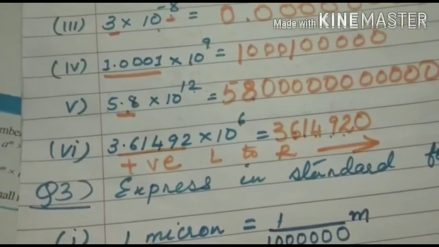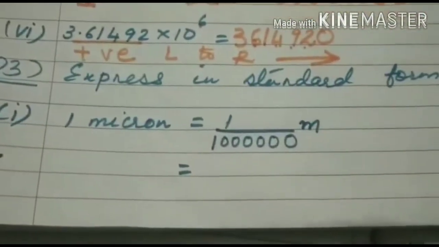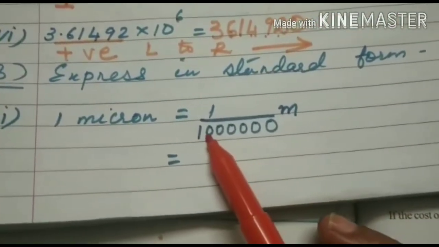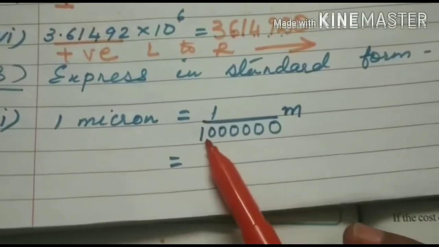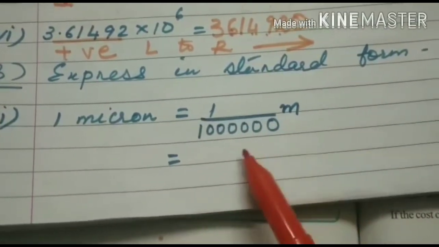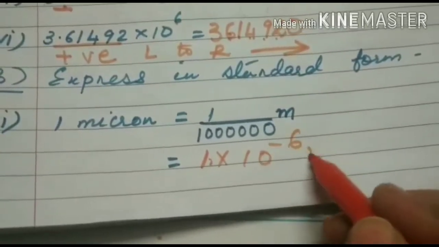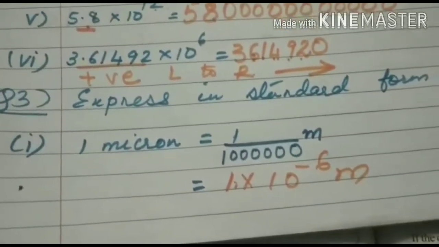Now we will solve question number 3, expressed in standard form. 1 micron is equal to 1 upon... 1, 2, 3, 4, 5, 6. So we'll write it as 1 into 10 raised to minus 6 meters. Now we'll move to the second question.